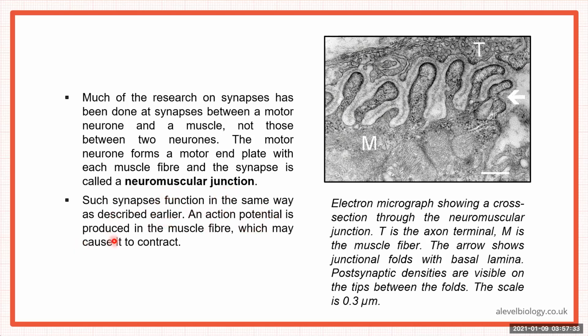An action potential is produced in the muscle fiber, which may cause it to contract. We will discuss this when we talk about the contraction of skeletal muscles in the next lesson. But what is a neuromuscular junction? When a motor neuron forms a motor end plate with each muscle fiber, the synapse is called a neuromuscular junction.